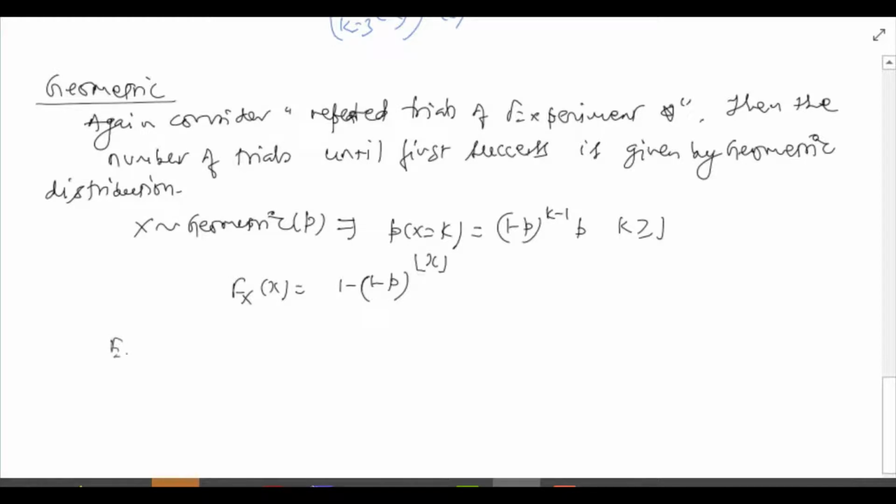We can compute the mean and variance of geometric random variables using the formula that we saw in the last lecture. So in particular, expected value of X will be the sum over k equals 1 to infinity of k times 1 minus p raised to k minus 1 times p, and it turns out to be equal to 1 by p. Similarly, variance of X turns out to be 1 minus p by p squared. Let's see an example.